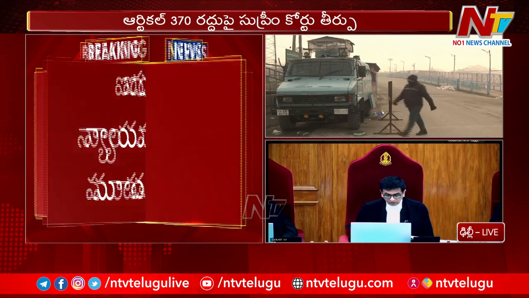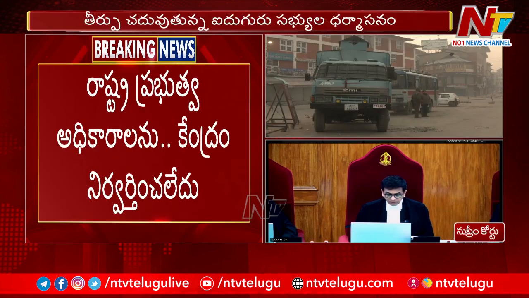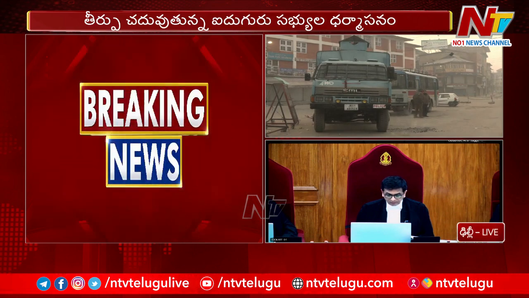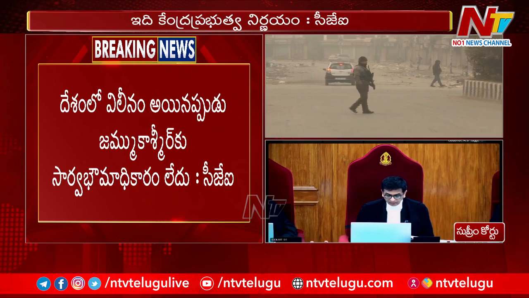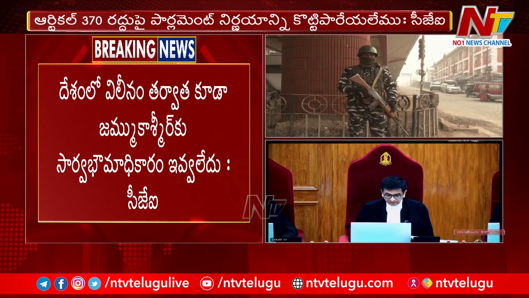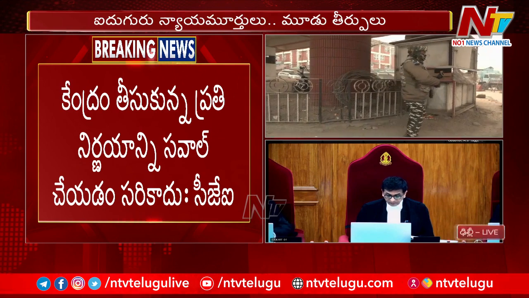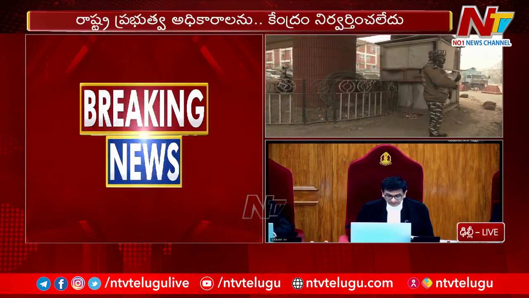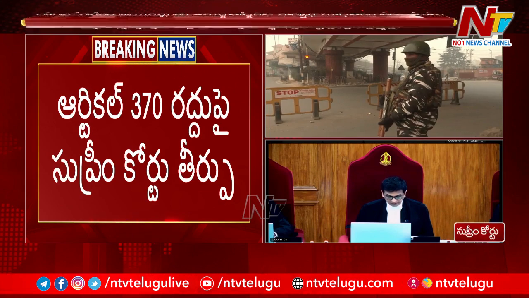On the second question, of the effect of the dissolution of the Constituent Assembly of Jammu and Kashmir on the scope of powers under Clause 3 of Article 370, we have held that the power of the President of India under Article 370, Clause 3, to issue a notification declaring that Article 370 ceases to exist, subsists even after the dissolution of the Constituent Assembly of Jammu and Kashmir for the following reasons.